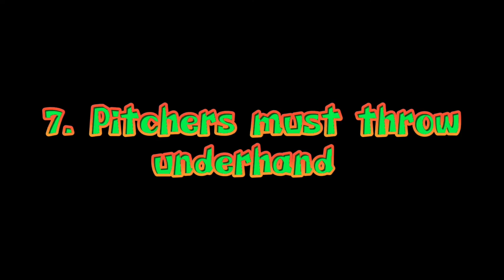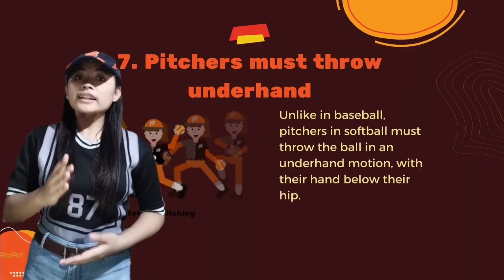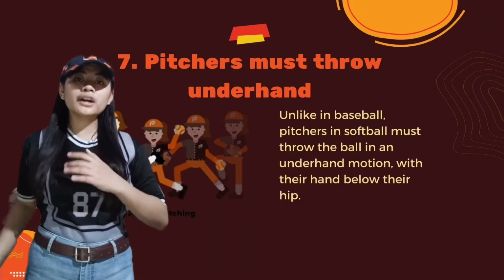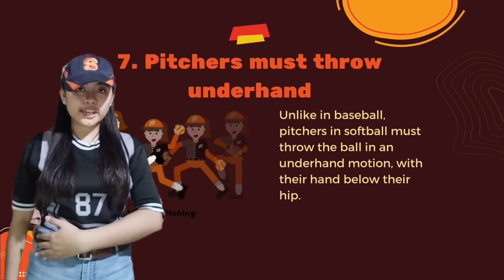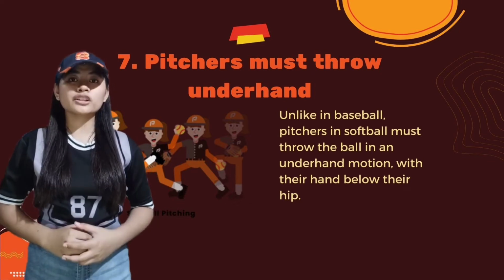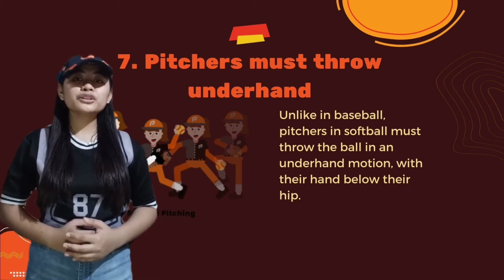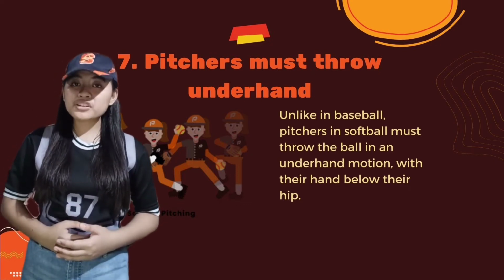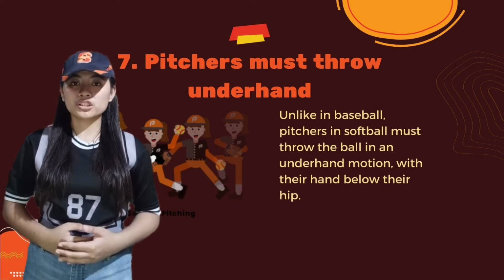Number 7. Pitchers must throw underhand. Unlike in baseball, pitchers in softball must throw the ball in an underhand motion with their hand below their hip. The pitcher must, with both feet, make contact with the pitcher's plate prior to throwing a pitch, and no part of the wind-up can involve any stopping or forward motion.